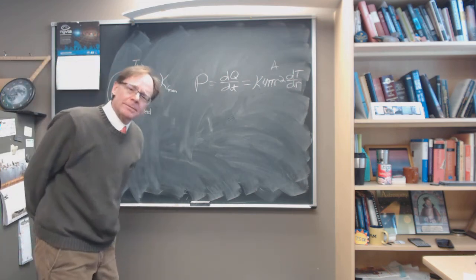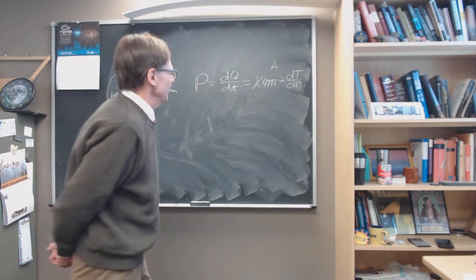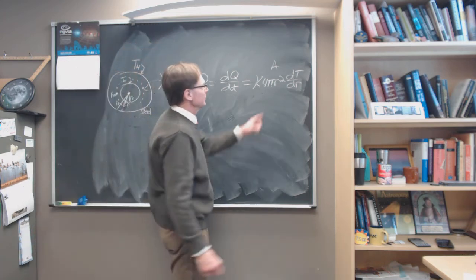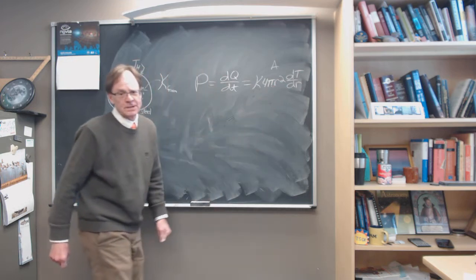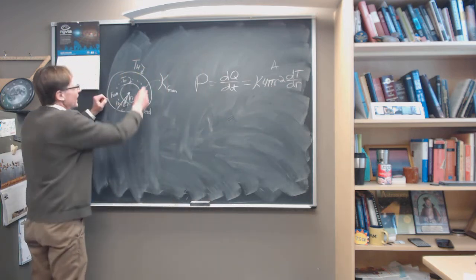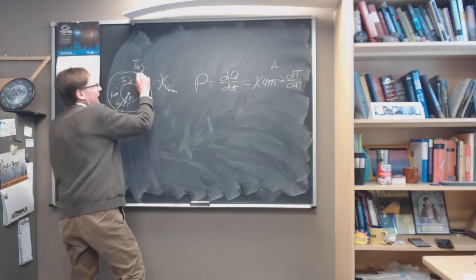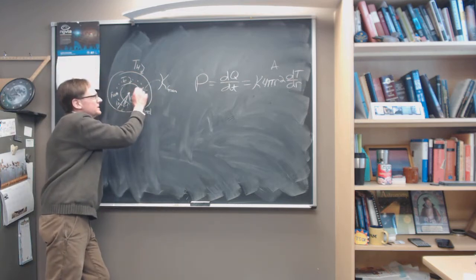Now, what makes this problem interesting for us is this r. A lot of things make this problem interesting for us, but one of the things that makes it interesting is that this r is a variable. As you move, if you're asking what's the rate at which heat is flowing from the hot sphere to the cold sphere, r is not fixed.